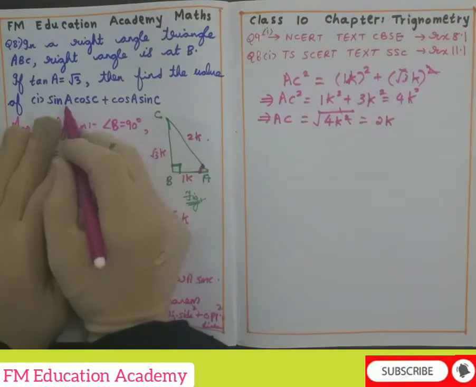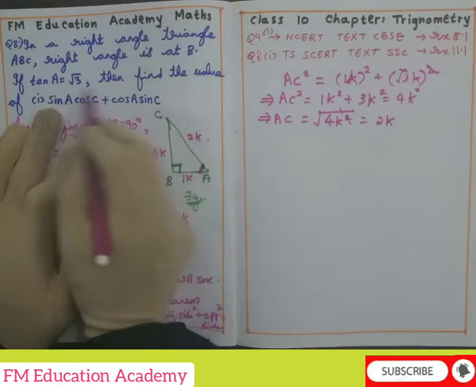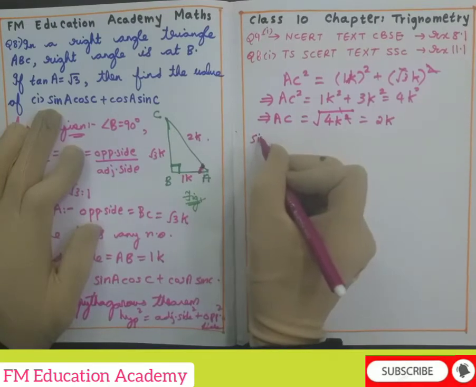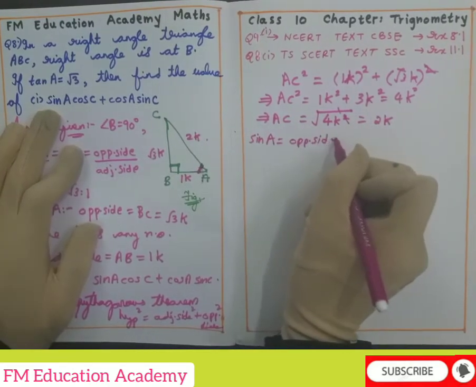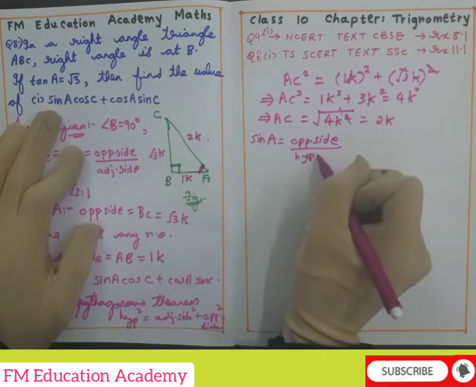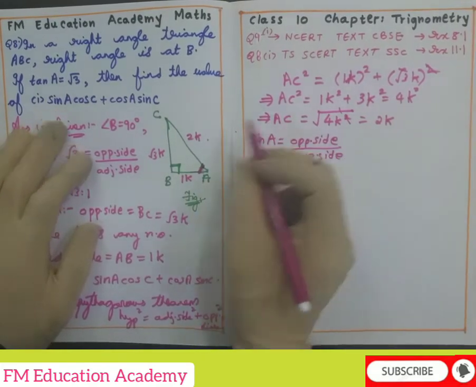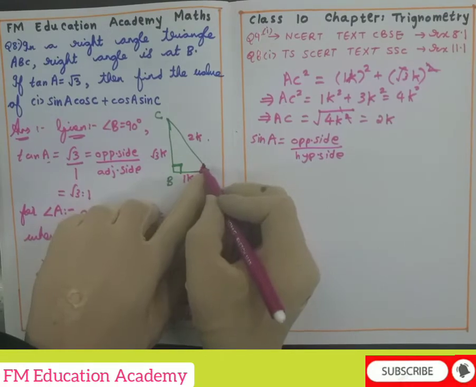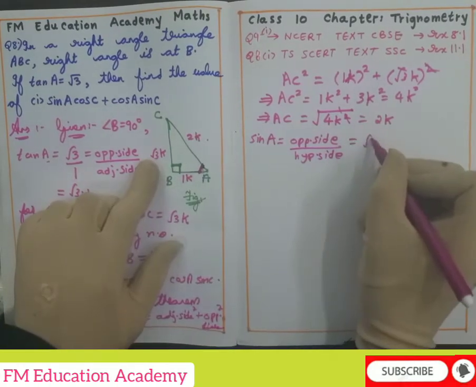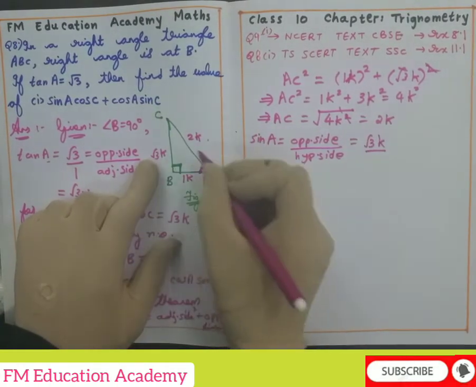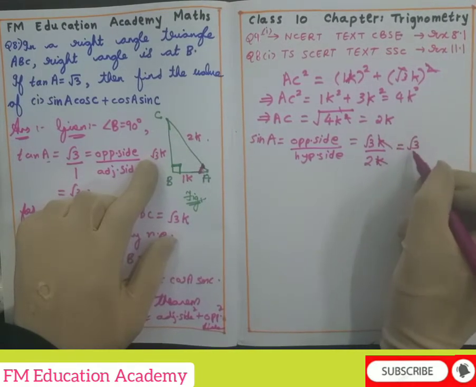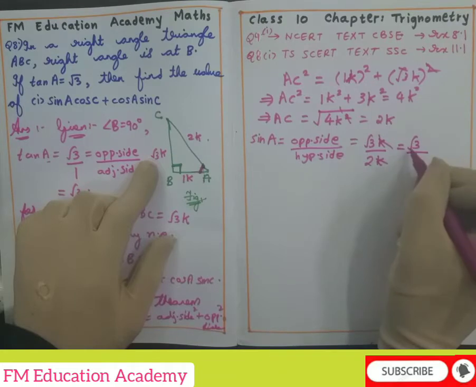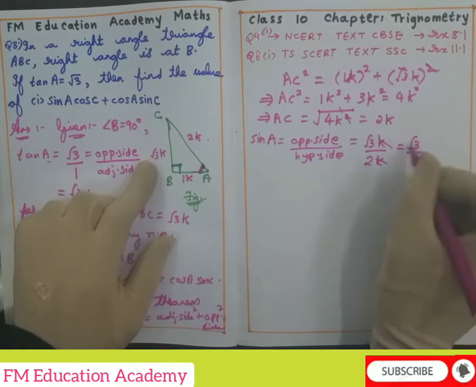Now find out what is sin A since this is required. So the sin A formula is opposite side by hypotenuse side. For A, what is the opposite side? If you see here, for A the opposite side is root 3k by hypotenuse side 2k. k and k will get cancelled. So we got sin A ratio as root 3 by 2. We know, in ratios k won't come. So k is getting cancelled and this is the ratio.